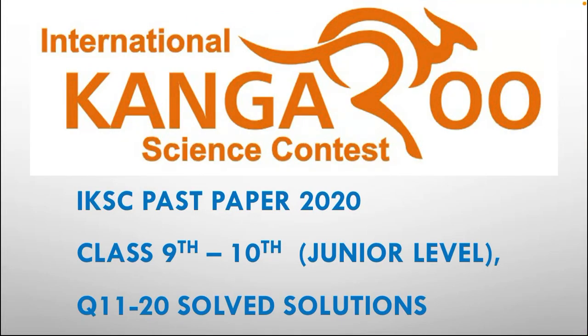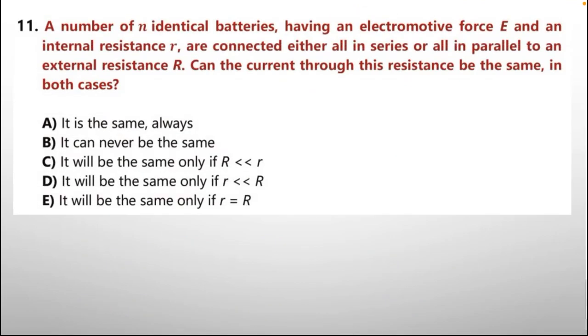This is the IKSC, International Kangaroo Science Contest, and this video consists of solutions of questions number 11 to 20 of the past paper 2020. It's for class 9 and 10, also known as junior level. The video initiates with question number 11.